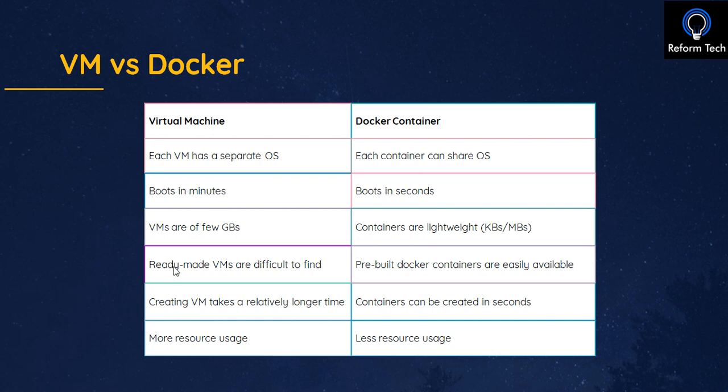Virtual machines are not available ready-made, right? Of course, you can find some ready-made in the AWS Marketplace. But Docker containers are easily available in Docker Hub. We'll talk about Docker Hub in the coming lectures. The containers are pre-built and easily available. Creating a virtual machine takes a relatively longer time, but Docker containers get created in seconds.